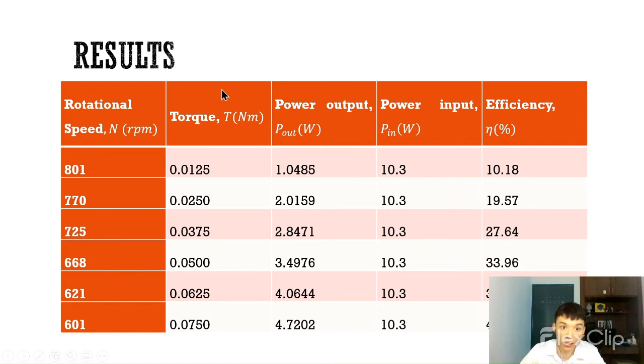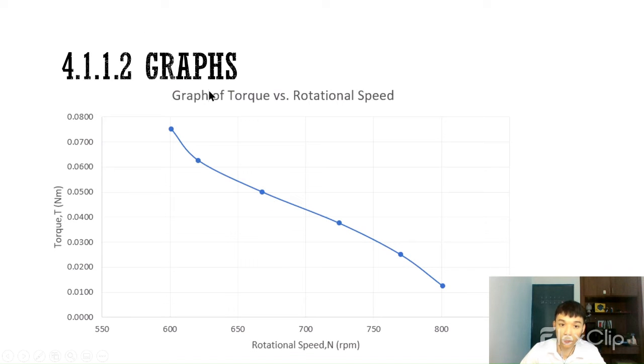After that, we put it into a table, which is here. You can see the rotational speed, the torque, power output, power input, and the efficiency. And then we use this data to plot the graph. This is the graph of torque versus the rotational speed. And we can depict that the torque decreases when the rotational speed increases. Yes, you can see the graph is going down.